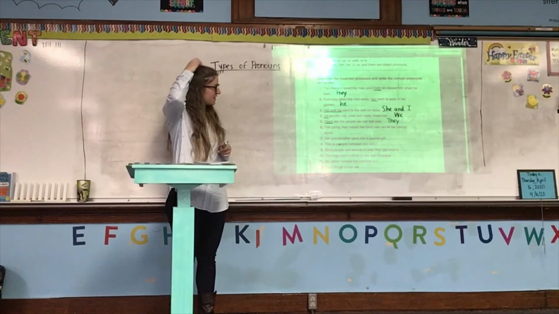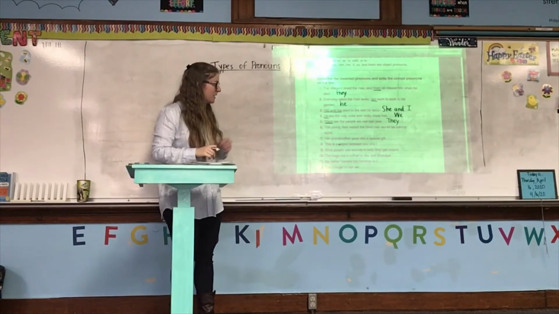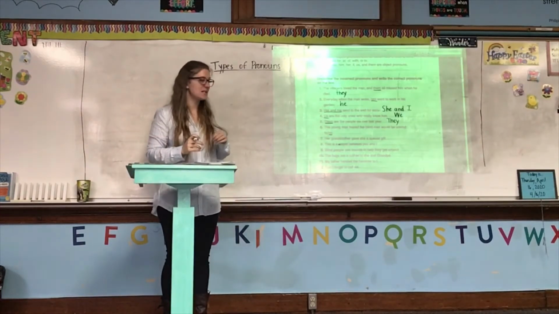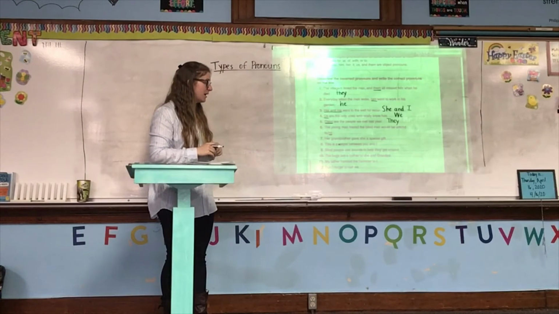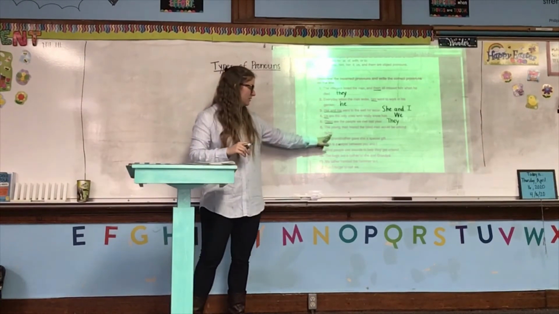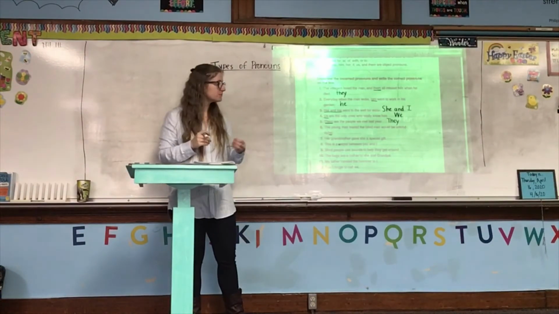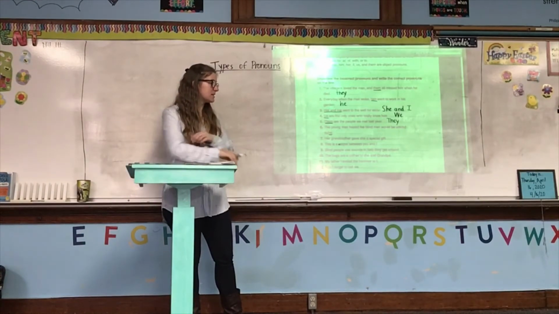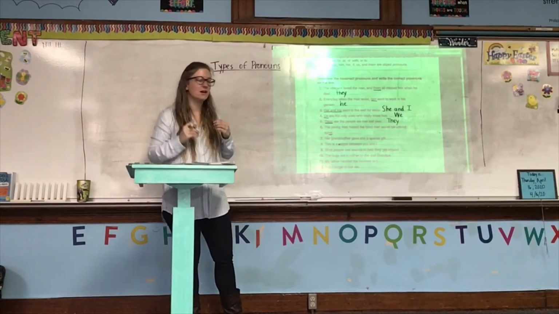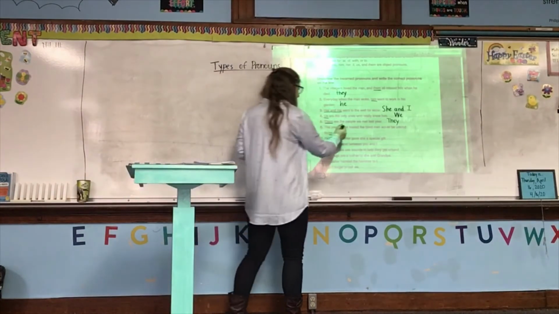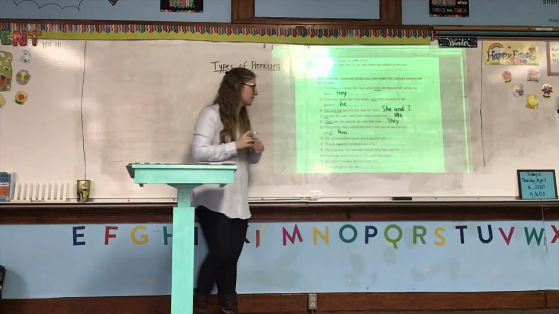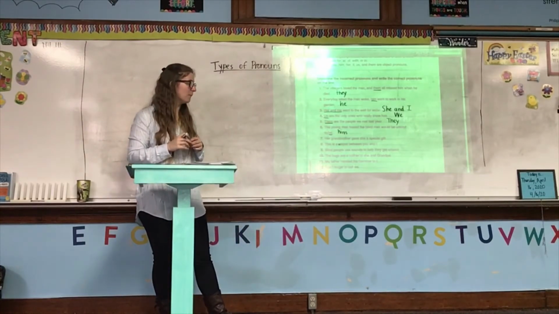Number 6, the young man feared the blind man would be unkind to he. Well, he is not correct because that's a subject pronoun, and the action is being done to this boy. The boy is the one who someone could be unkind to. So we need to use an object pronoun, him. The young man feared the blind man would be unkind to him.